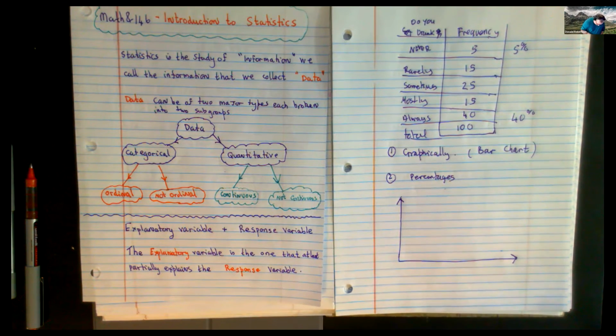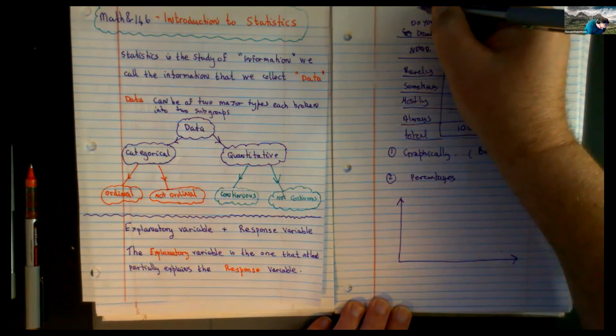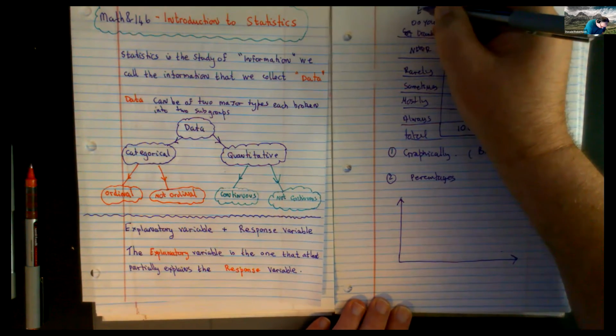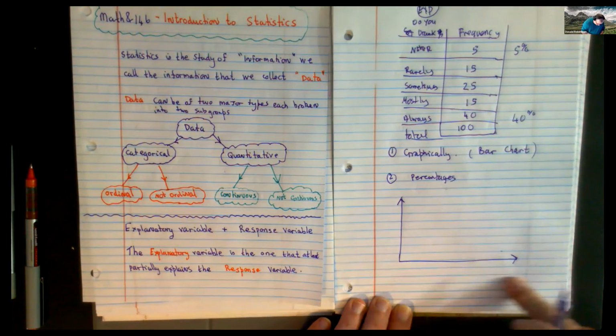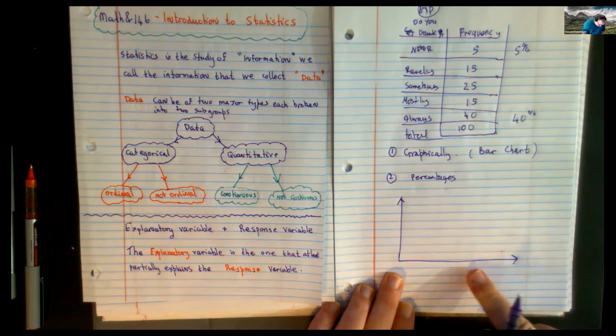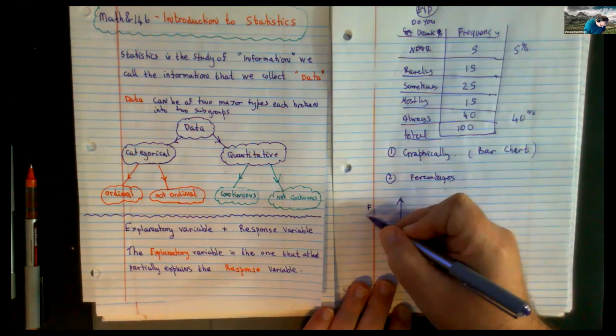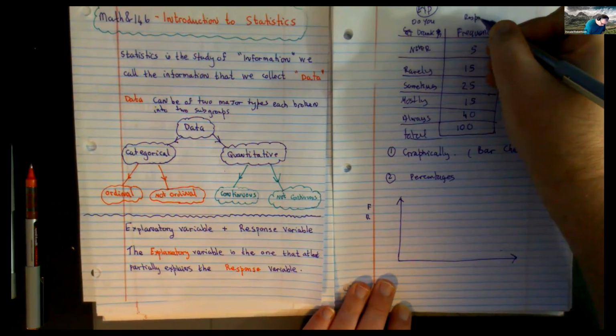Now, the way that you set up a bar chart is along the bottom you typically put the explanatory variable. In this case, never, rarely, sometimes, mostly, always. And then the vertical axis is going to be the response. In this case, the response is just the people who said that.